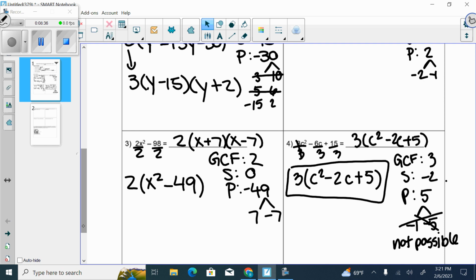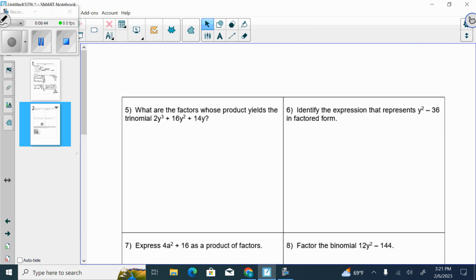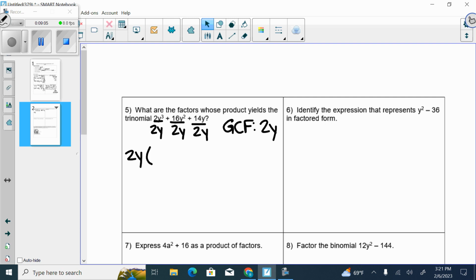All right. Flip it over onto the back. Okay. Number 5. What am I looking for first? GCF. So even though they asked it in a different way, they're still just asking us to factor. What is our GCF? 2y. Good. They all have a 2, and they all have at least one y. Very good. All right, so I take out a 2y.